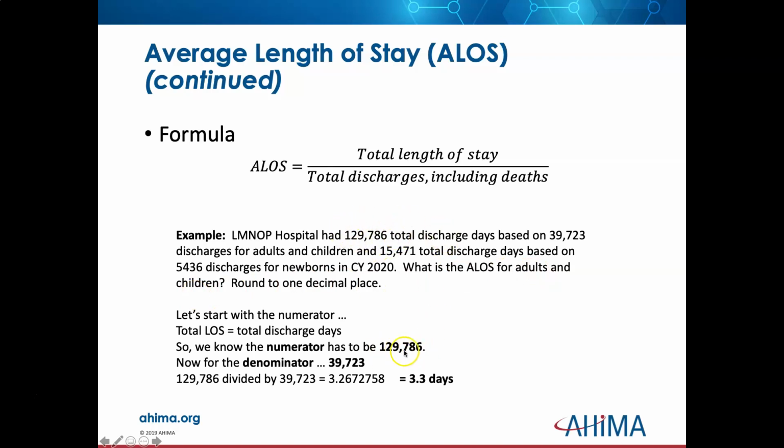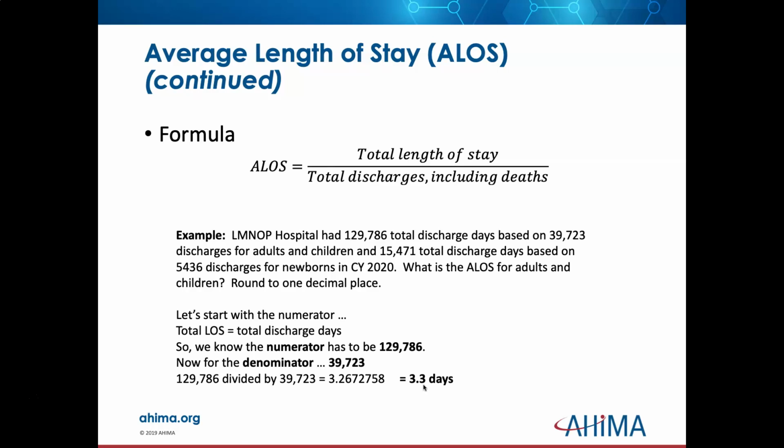So that's our numerator. Denominator is total discharges. Did they give us total discharges? Yes, this 39,723. So that's our denominator. You just divide it up, you get 3.2672758. You round it, it's 3.3 days. Okay? So that is average length of stay. It's total length of stay, which is total discharge days divided by total discharges.